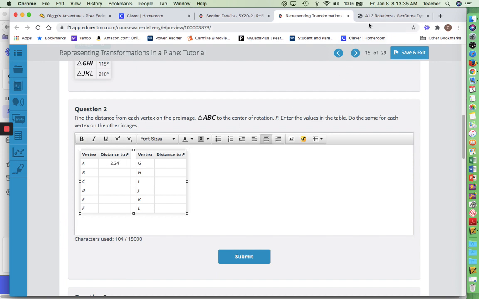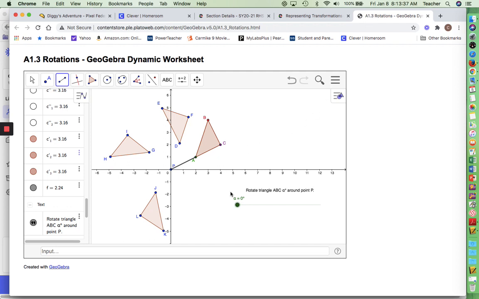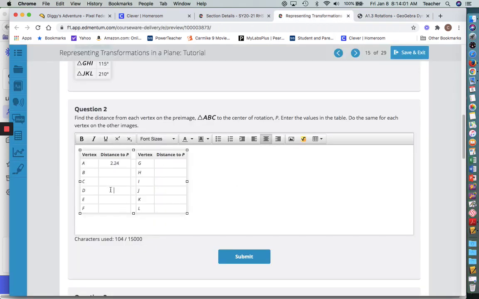Now here's the nice thing about this. These are all rotations, right? So if I rotate A around, that's going to be the same thing as D to P, G to P, and also J to P. So all those are going to be the same. D to P, G to P, and J to P, because A prime lands on all of those: D, G, and J.